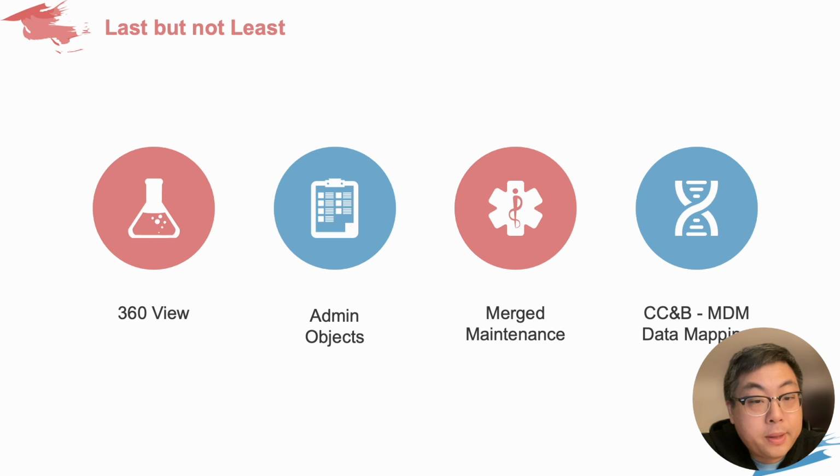So the first one is 360 view. This is actually a quite useful functionality in the system. When we talk about 360 view, that means if you look at a particular, let's say, service point, it is able to find out, under the current context, what are the related objects.